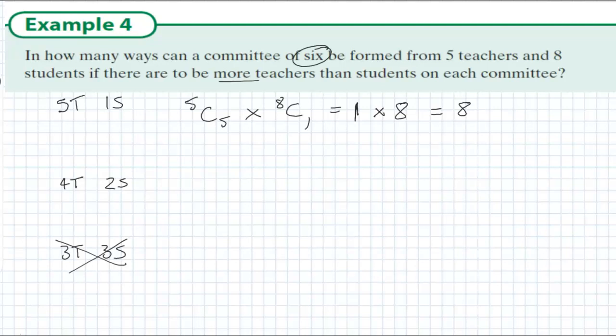In terms of the 4 teachers, you've got 5 teachers and you're choosing 4, and that multiplication links the 2 up, and you've got 8 students from which we are choosing 2. So 5 combination 4 is 5. 8 combination 2 is 28. So that works out as 140. And so the total number of different ways in which you could get those scenarios would be 148 different committees.